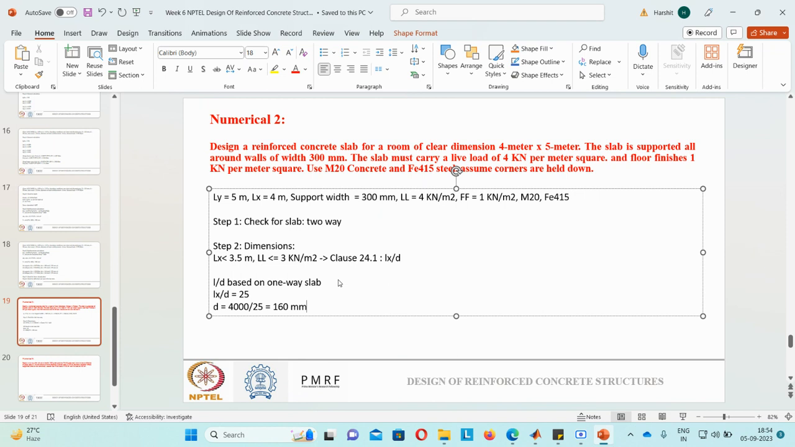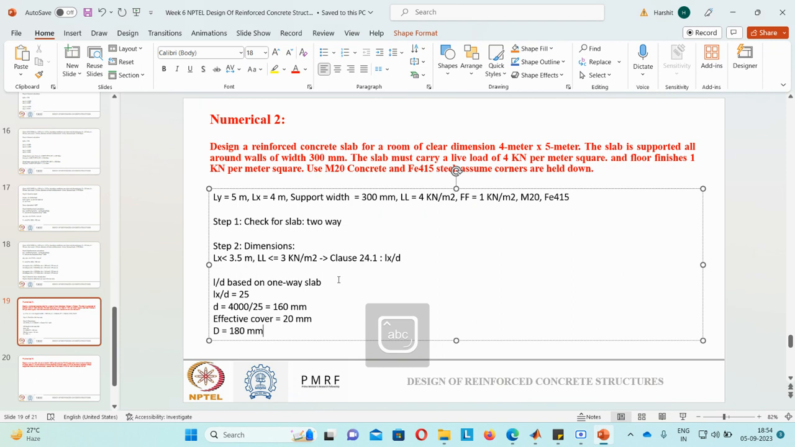Suppose I am providing an effective cover of 20 mm, so my capital D will become 180 mm. This is what I am assuming right now. How do I get this effective cover of 20 mm? I am assuming 15 mm of clear cover and a 10 mm diameter rebar that I would be providing. Based on these conditions, I got the total depth.